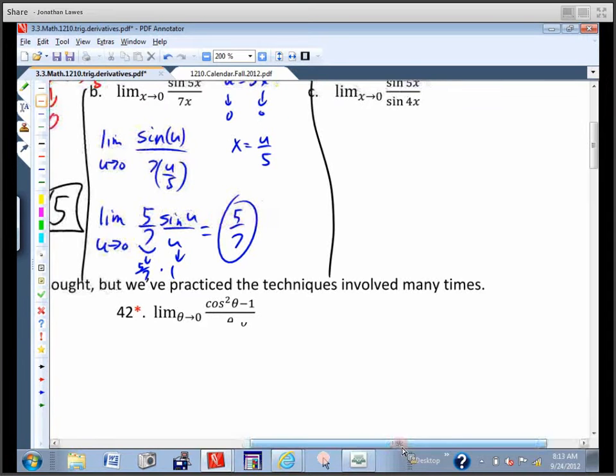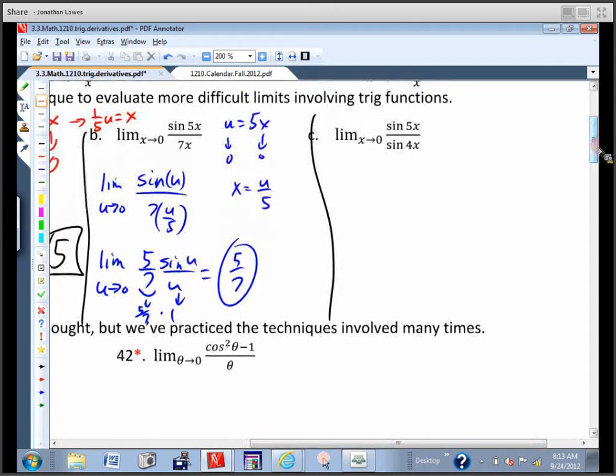Sure? Okay, let's take a look at the next one then. Any ideas here?